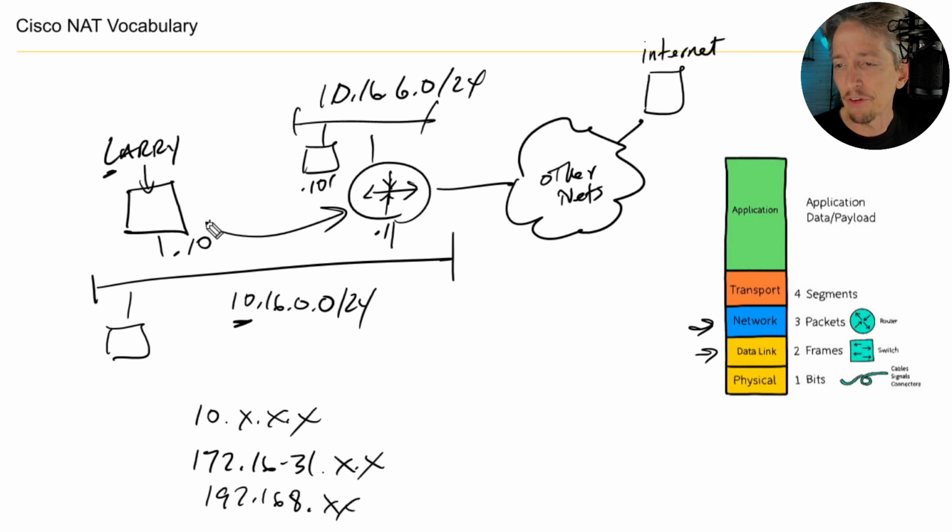So if we're going out to the internet, the challenge is we need to translate Bob's IP, force of habit, sorry about that. We need to translate Larry's source IP address into a routable internet address. So maybe this router is connected to the internet. Maybe it's got an IP.